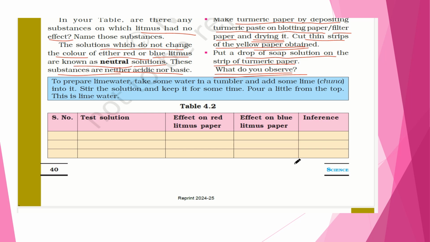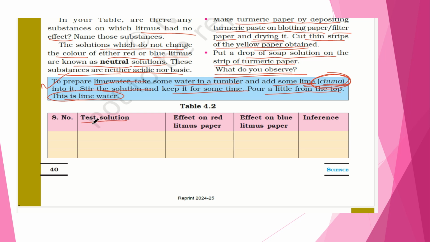So these are the indicators you can use while testing whether substances are acidic, basic or neutral. Now, to prepare lime water, take some water in a tumbler, add some lime, or chuna, into it, stir the solution and keep it for some time so that the lime dissolves. Pour a little from the top. Now this is the lime water. Take it in a container, a test tube or a tumbler, and then you can use it for several experiments.